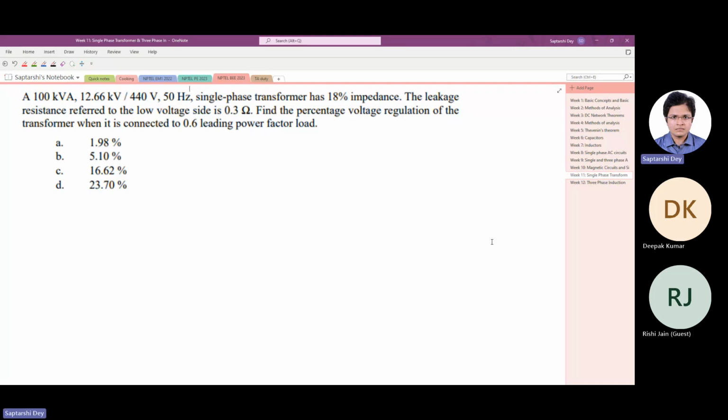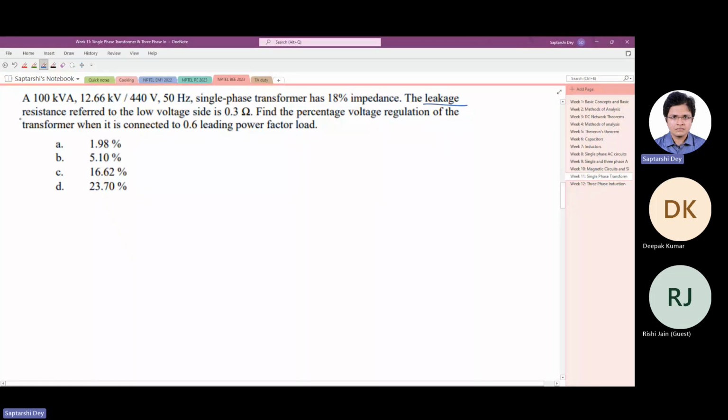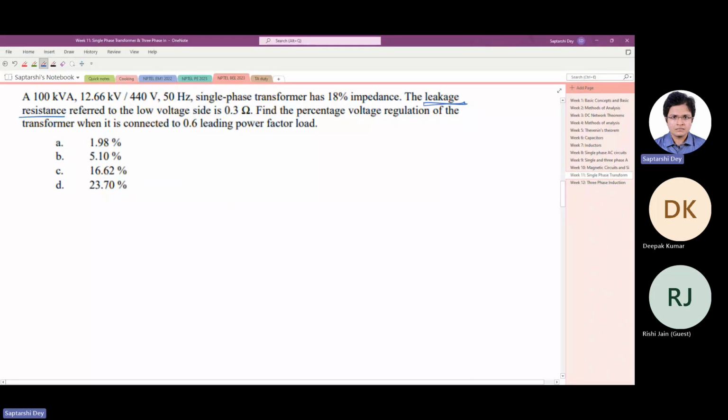All right. So, leakage resistance. See, there is nothing called leakage resistance. It is the winding resistance. Leakage inductance and winding resistance together are called leakage impedance. That is true. But there is nothing called leakage resistance. Anyway, it has 18% impedance, so we have to first find out the impedance.